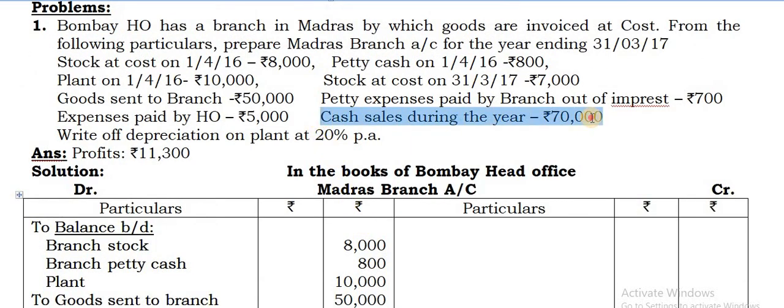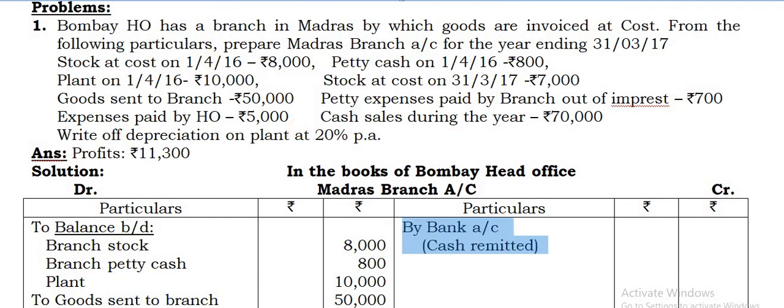Here, cash sales is there. This I told you to take on credit side, under the head bank account. By bank account, that is the remittances 70. Okay. By balance carried, the closing values.